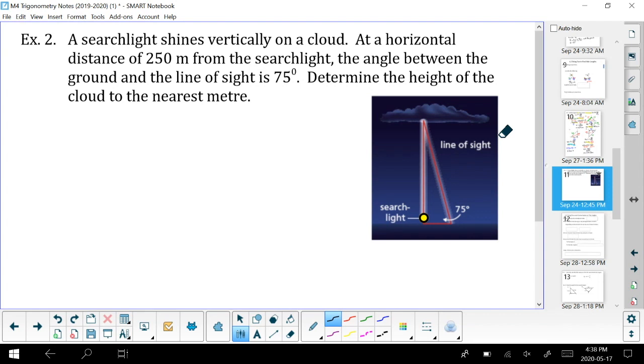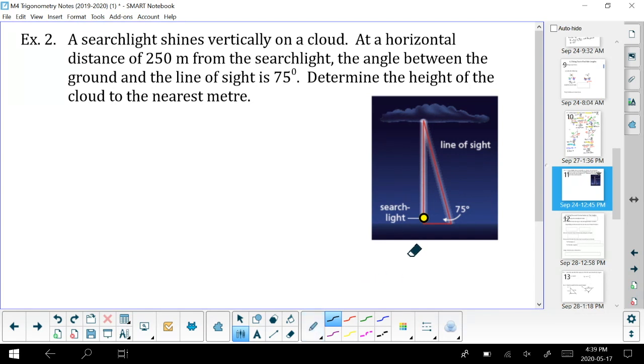So let's try out a word problem. It reads out, a searchlight shines vertically on a cloud at a horizontal distance of 250 meters from the searchlight. The angle between the ground and the line of sight is 75 degrees. Determine the height of the cloud to the nearest meter. Now, this question is made a little simpler by the fact that they've provided us with a picture. The tough part of this is if you weren't given a picture, it'd be the drawing itself. And after you've completed the drawing, it's a fairly straightforward problem.